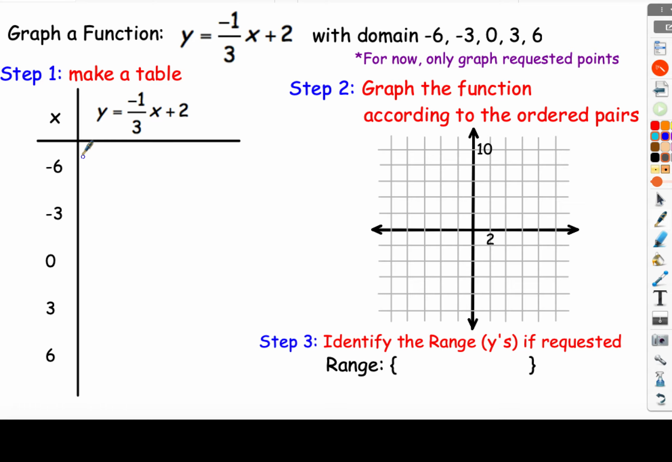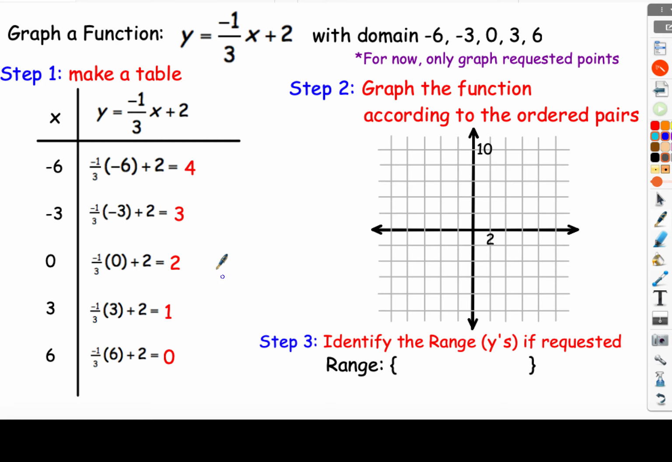So what we want to do is take a table, right? Step 1, let's make a table. Let's plug our 5 different points into our function, right? So if x were -6, I'm going to plug that in for x right there. Now I'm going to quicken up the process.